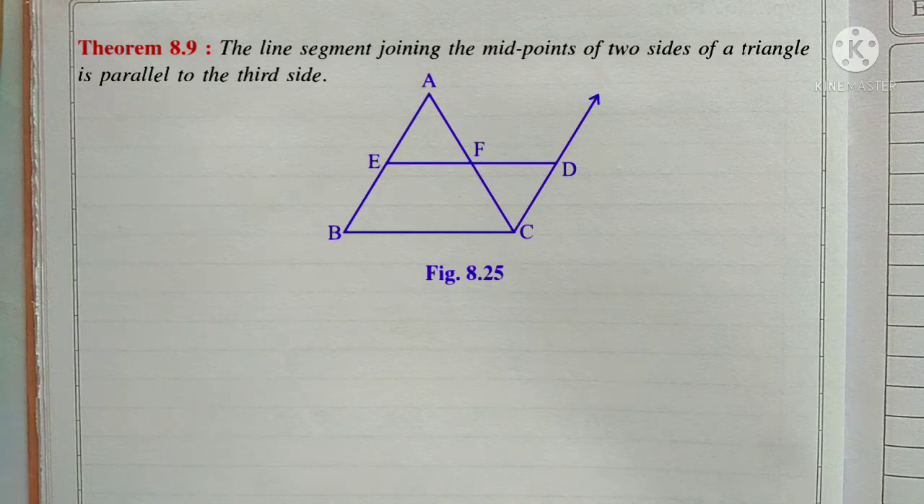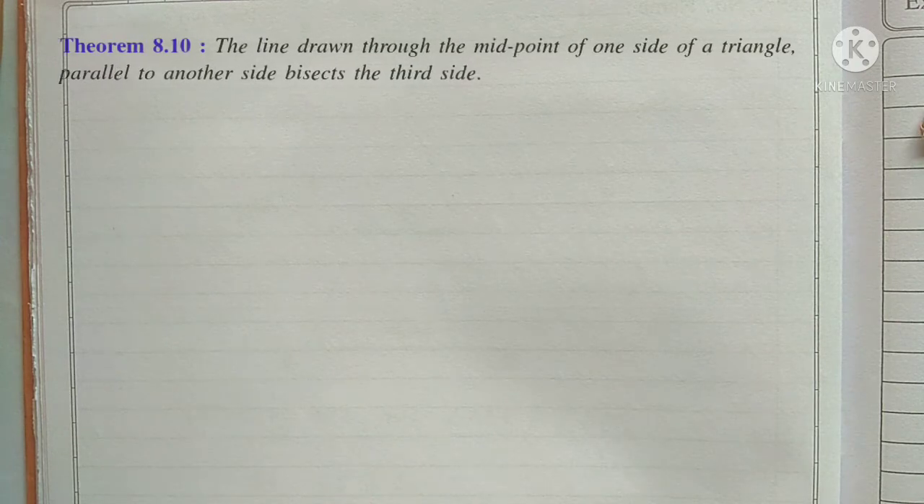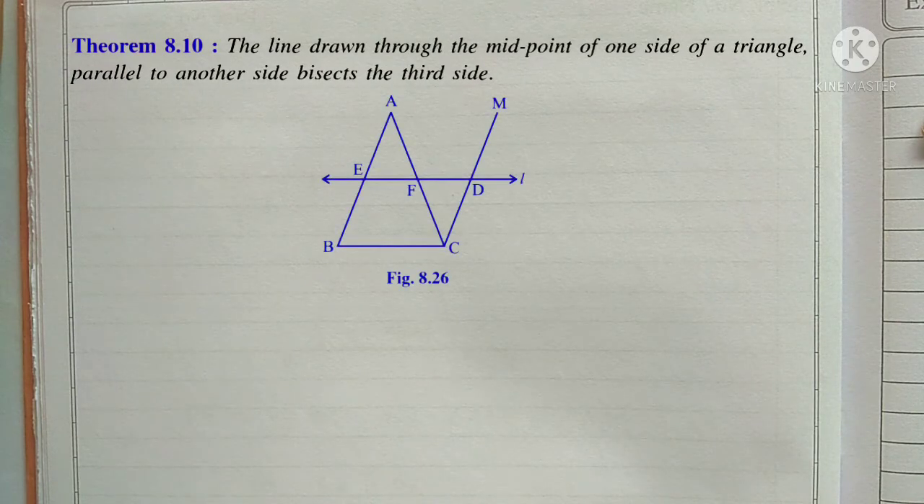This one is the main theorem we need. In any diagram, if two side midpoints are joined, then that line is always parallel to the third side. Is it clear? So with respect to this, one more theorem is there, theorem 8.10.